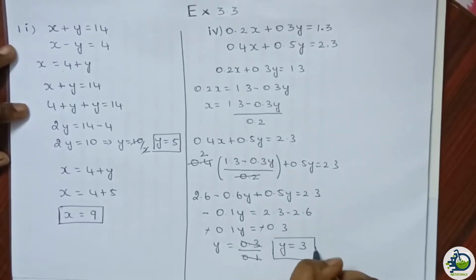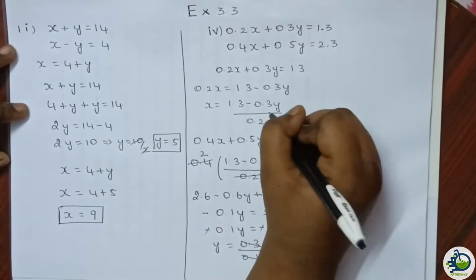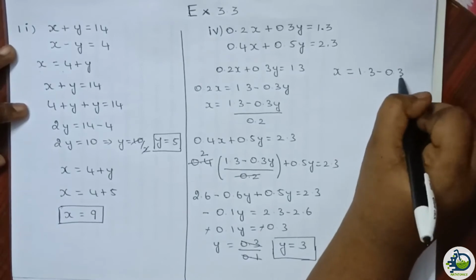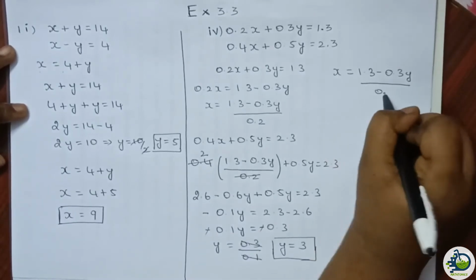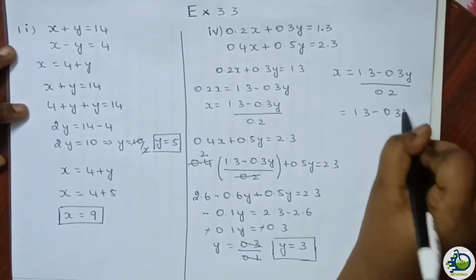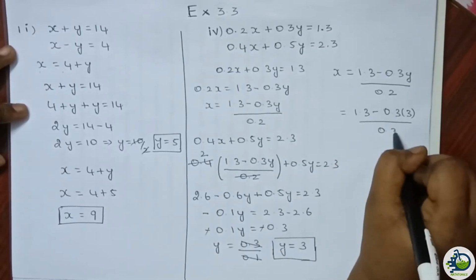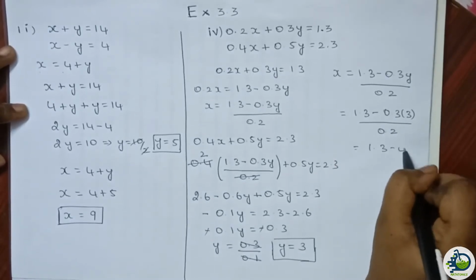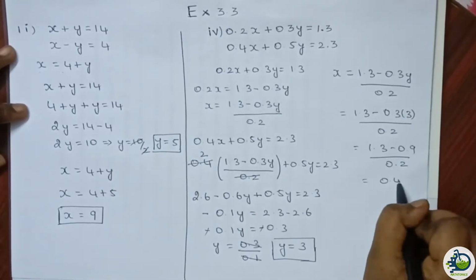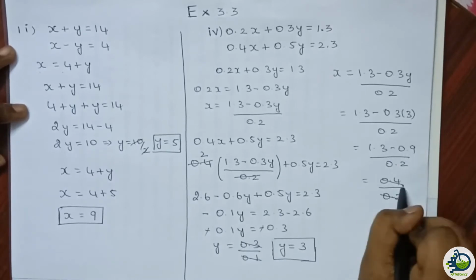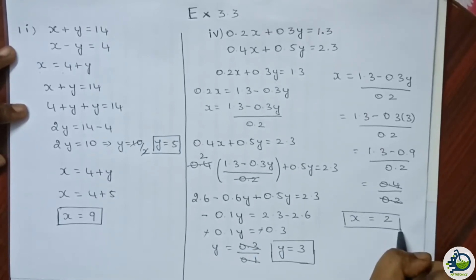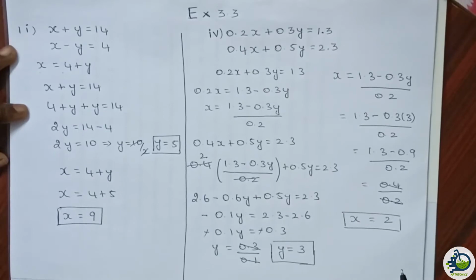Now what we have to do is substitute this y is equal to 3 in x. So x I know is equal to 1.3 minus 0.3y divided by 0.2. So instead of y, I am going to substitute 3: 1.3 minus 0.3 into 3 divided by 0.2. So here, 1.3 minus 0.9 by 0.2. 1.3 minus 0.9 is nothing but 0.4 by 0.2. So when I cancel these both, I am getting 2 as answer. So x is equal to 2 and y is equal to 3 is the solution for this equation.